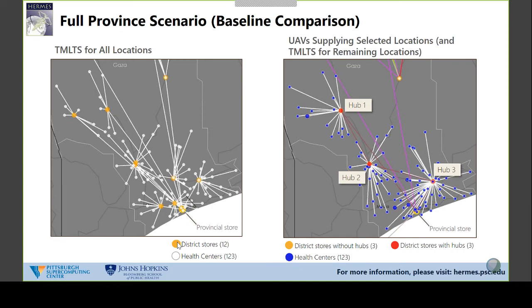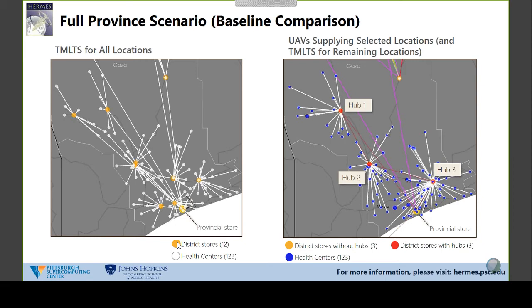So these are visualizations of these two different systems. Initially we looked at how we could potentially use drones in as much of the province as possible. On the left-hand side is the traditional system, so this is only using trucks and motorbikes and public transport. This is the provincial warehouse down here by the coast, and these other yellow circles represent the district stores, and then the smaller white circles are the health facilities where the vaccines ultimately need to get.